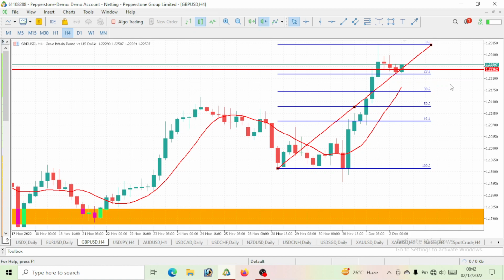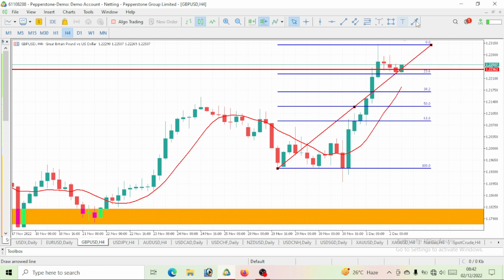Notice that we have less than an hour for our London session to open. So I'm doing this analysis early in the morning. So we have about an hour for this London session to open. So you can possibly go long on this GBPUSD.